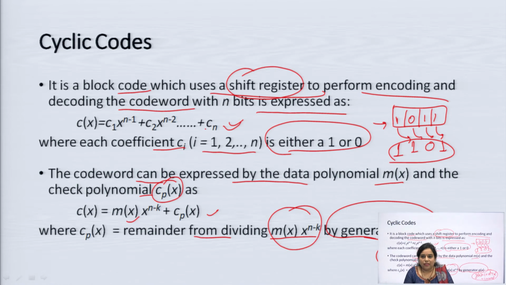Let me summarize once again what a cyclic code is. A cyclic code works on the linearity property.